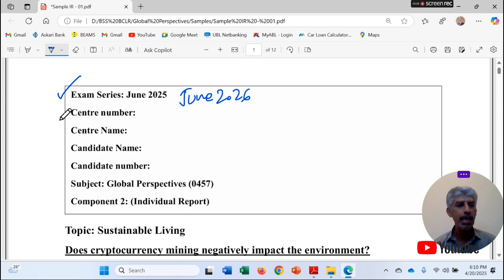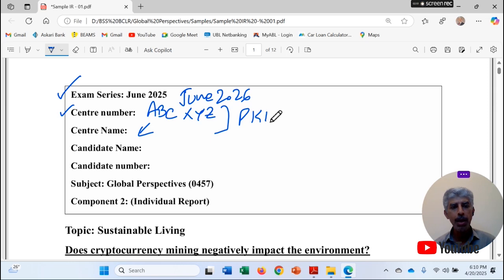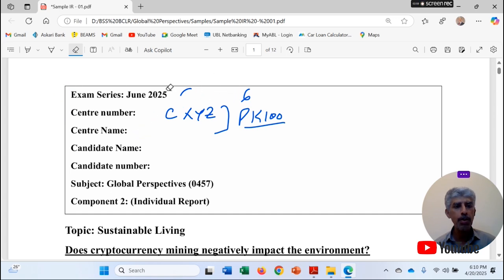And if you are going to appear next year, then you are supposed to mention June 2026 over here, and then the center number of the school where you're going to appear for your exam, whatever school it can be, ABC, XYZ, and the center name. British Council Pakistan allots a center number, for example PK 100, let's say. That is the center number you are supposed to mention in your report.